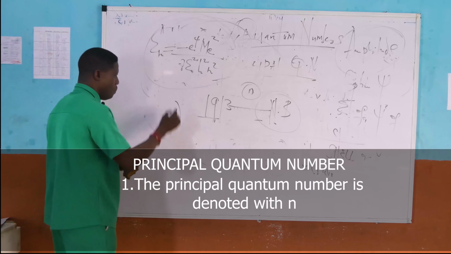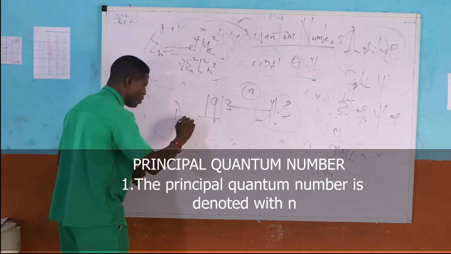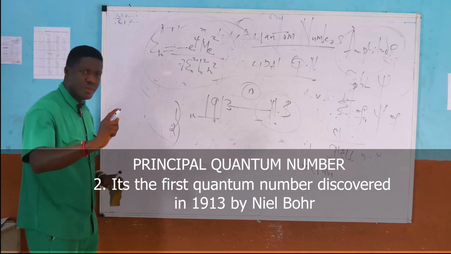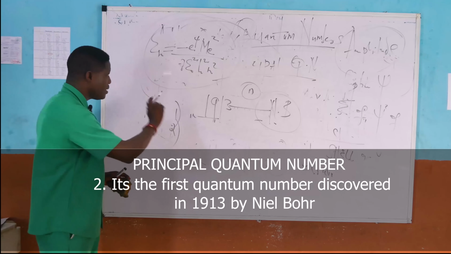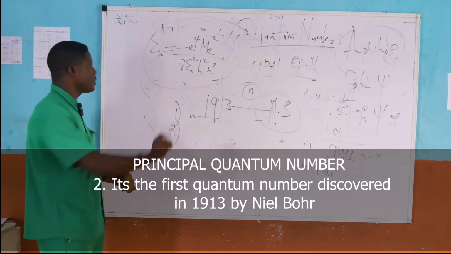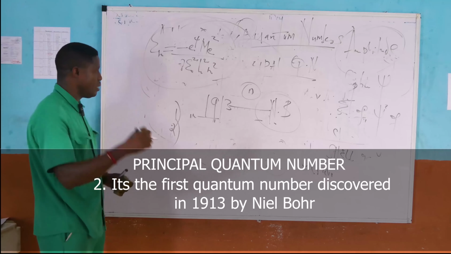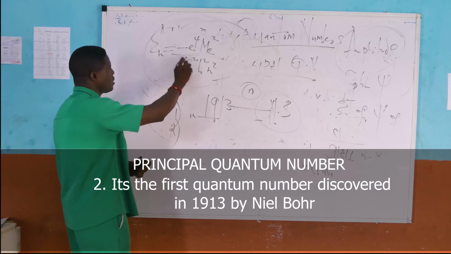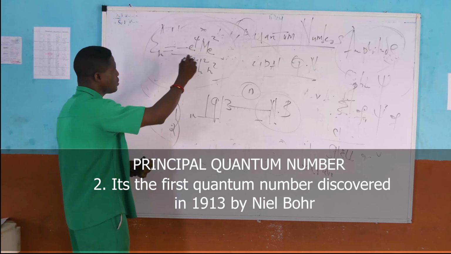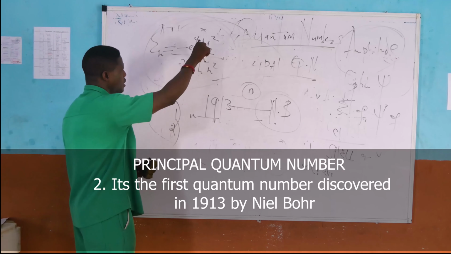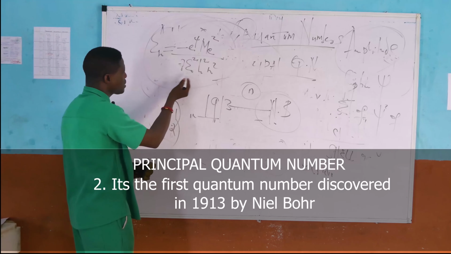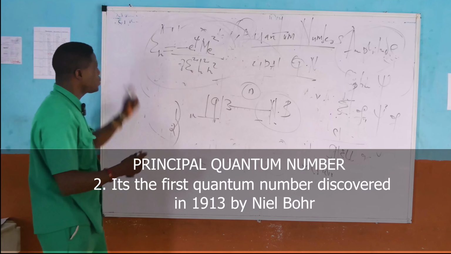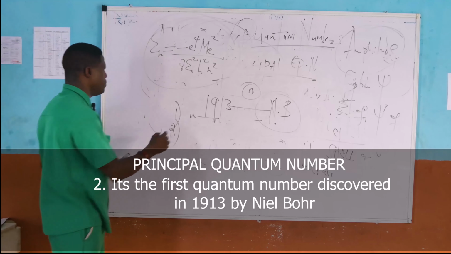Number one, the principal quantum number is denoted by the small letter n. Number two, it happens to be the first quantum number that was discovered, and it was discovered in the year 1913 by the chemist known as Niels Bohr from his energy equation given mathematically as En = -e^4 m_e / (8 ε0² h² n²), where the various symbols used in the equation have their usual meaning.